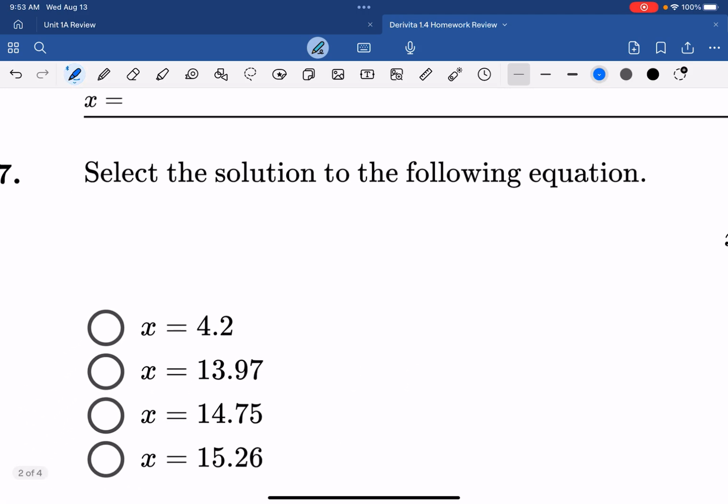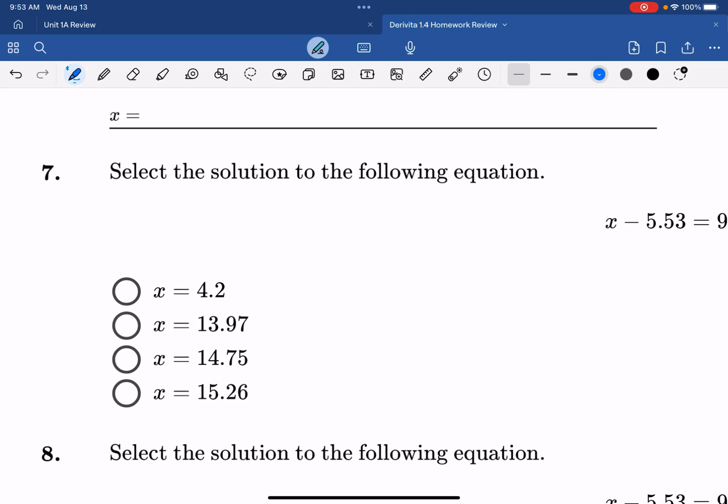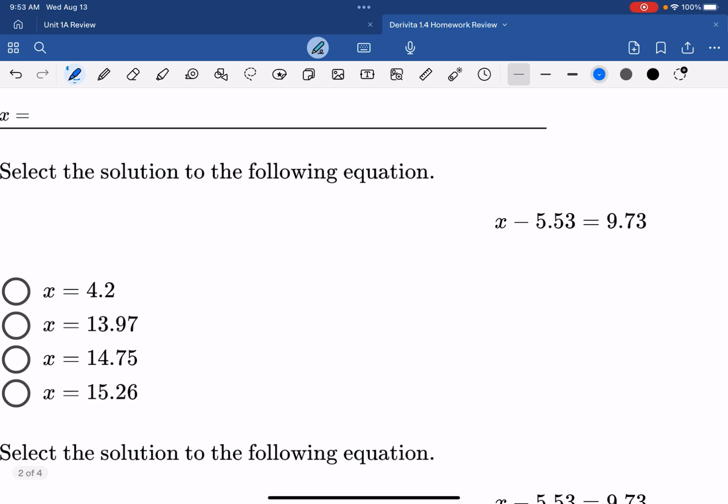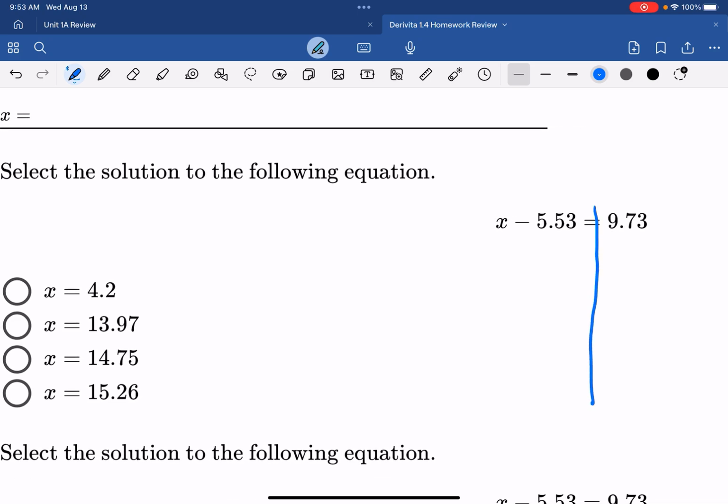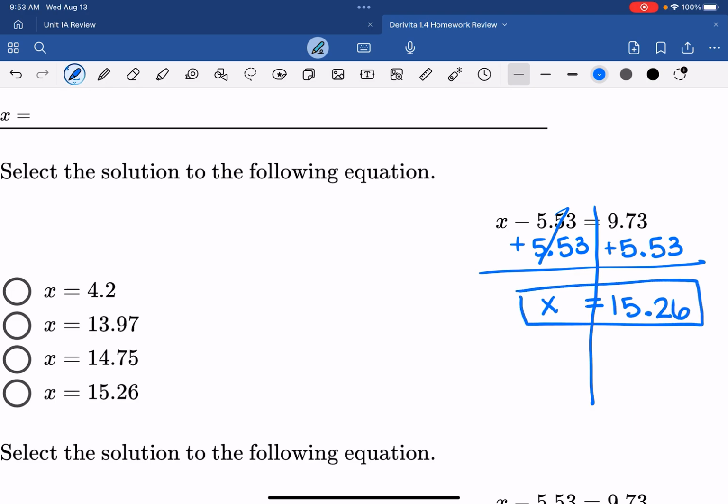Okay, and then question number 7 and 8 are just like question 4 on your essential quiz. So I'm going to just solve this equation by adding 5.53 to both sides. So I got x is equal to 15.26. This one is multiple choice, so I know it's going to be this bottom one. So those 4 questions that I just did are the 4 questions that are going to be on your essential. Maybe not exactly the same, but the same type of questions.